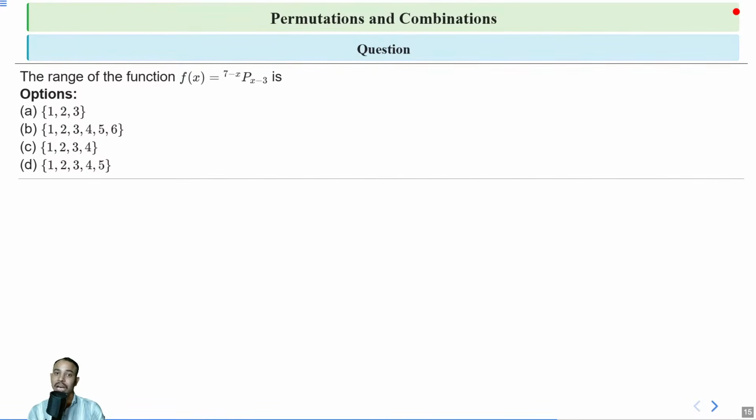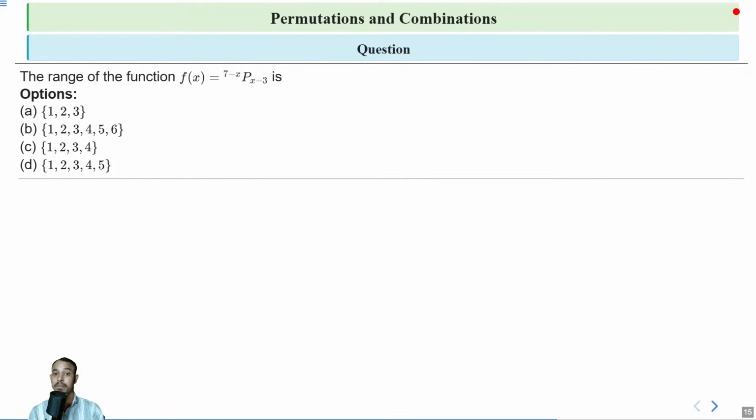Here in this question we have to find the range of the function f of x equals 7 minus x P x minus 3. Okay, and you are given 4 options, so you have to choose the correct answer from the given options. So first of all, try it by yourself and then see the solution. So everyone do it.